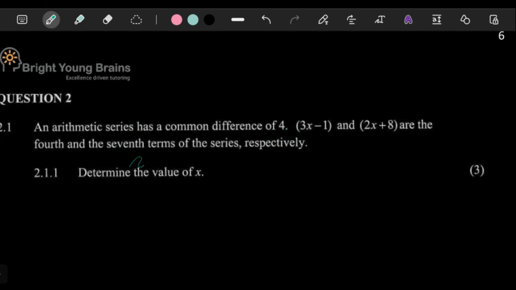I don't know. But anyways, an arithmetic series has a common difference of 4. Then it says 3x minus 4 and 2x plus 8 are the fourth and seventh terms of the series. So it's like T4, T7. And they say determine the value of x. Oh, they said it has a common difference of 4. So it does. So what we need to keep in mind is, okay, there is T7, 6, 5, 4.